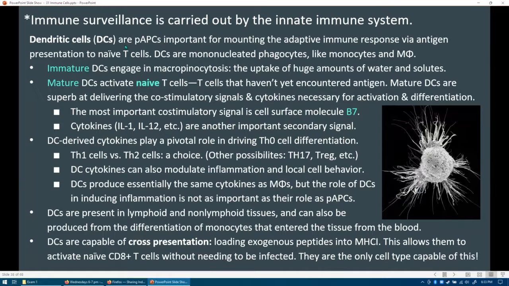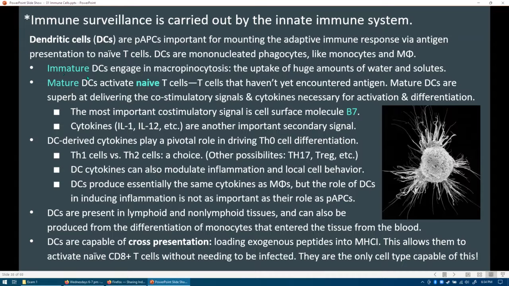Dendritic cells are really important for being antigen-presenting cells. That's their major job. They are antigen-presenting cells. They are important for mounting the adaptive immune response because they present tons of antigen to naive T cells. And we'll talk about what naive means in a second. They are mononucleated phagocytes, so they're in the same sort of subset of cells as the monocytes and macrophages. They're very closely related to these two cell types.